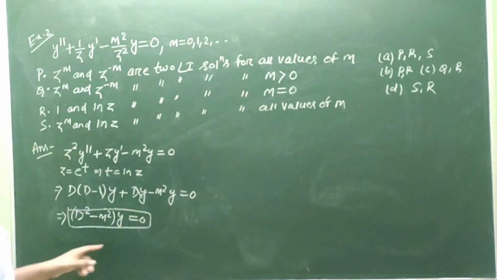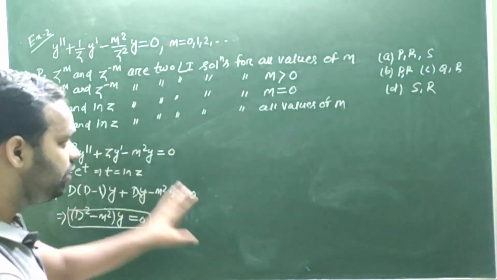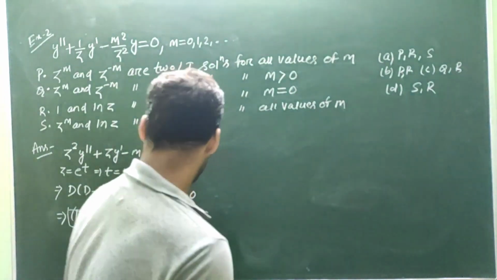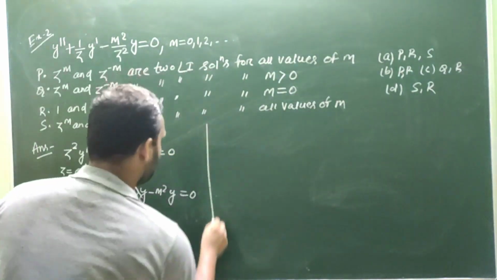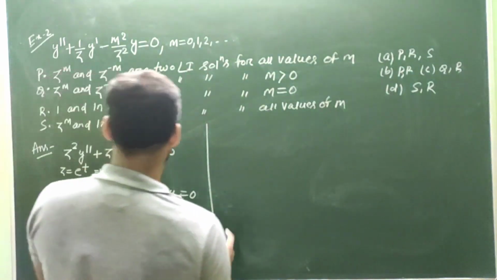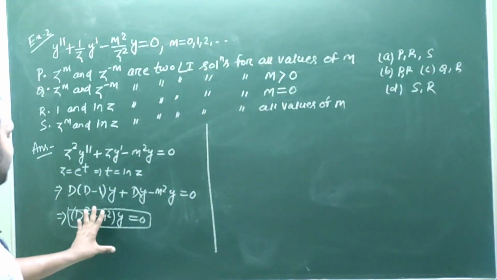And if you see, this is a homogeneous differential equation, so there is no need to find the particular integral. Then simply find the complementary function by finding the roots.